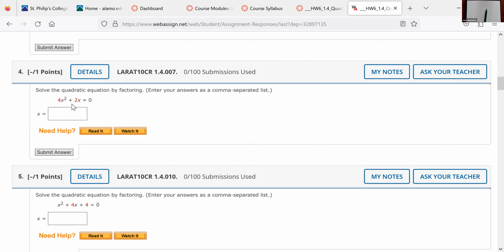So looking at number 4, just ignore the equation part. If you're asked to factor this on just the left-hand side, what technique would you do? Or how would you start?